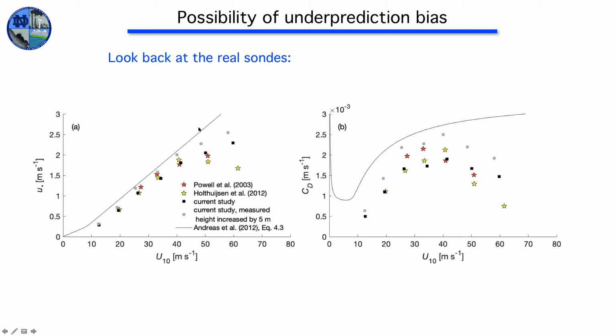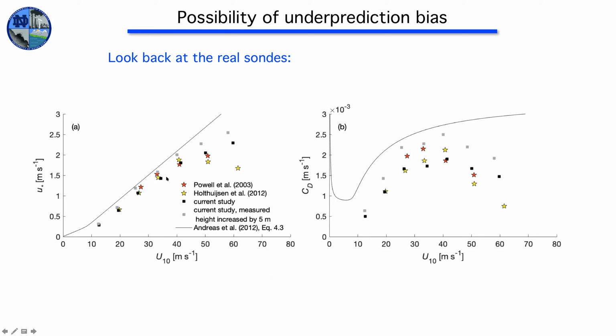So this line here, this black line, is from Andreas et al., where they actually calculate U star and CD using direct measurements in a number of different studies. So these are completely independent studies. What we see is that ours and Holthusen and Powell's are all sitting to the right.